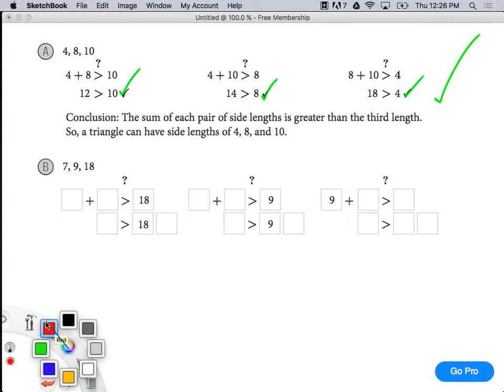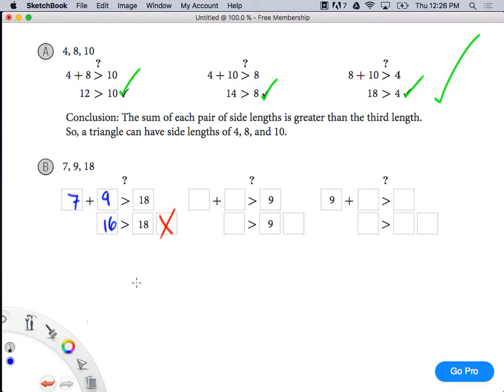So let's add up the side pairs. 7 plus 9, well, that's 16. Is that greater than 18? No, negatory. Okay. Do I even have to check any more sides? Technically, no. I already know that this cannot be a triangle. But what I will ask you to do on your test is check all sets anyway.